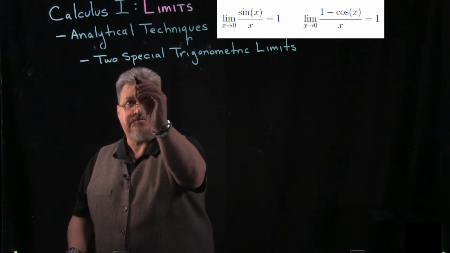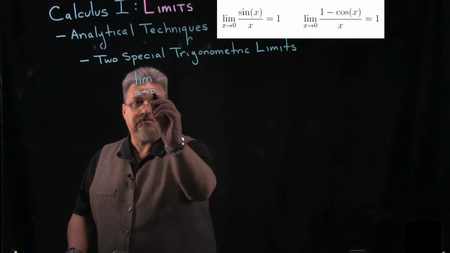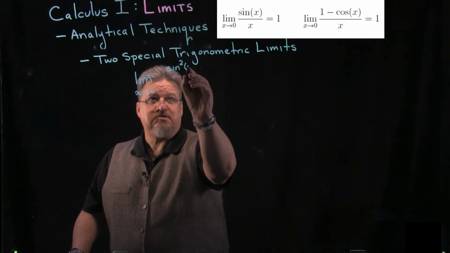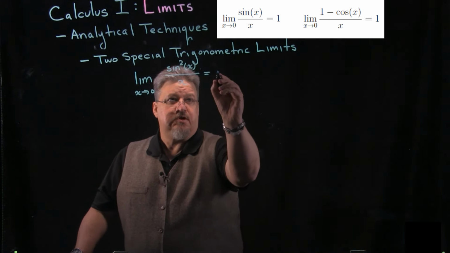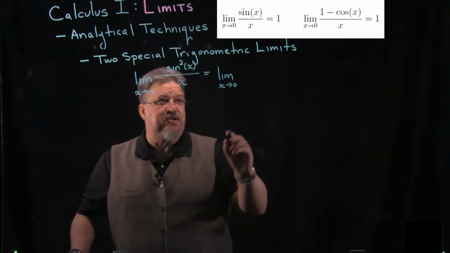Let's look at another example. The limit as x goes to 0 of sine squared x over x. Again, we're going to separate because we can't evaluate functionally. We need to have another technique.